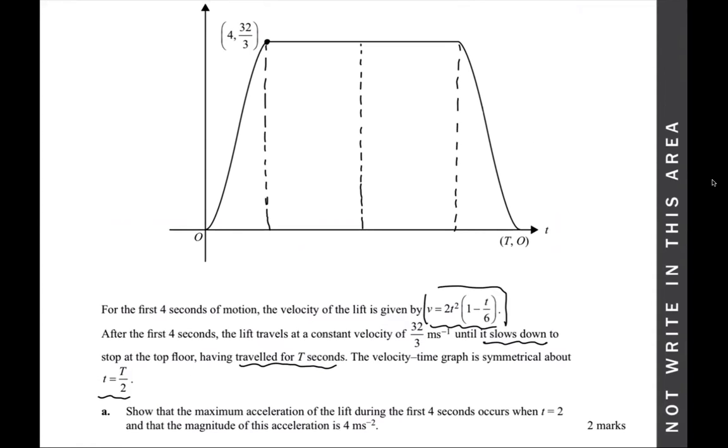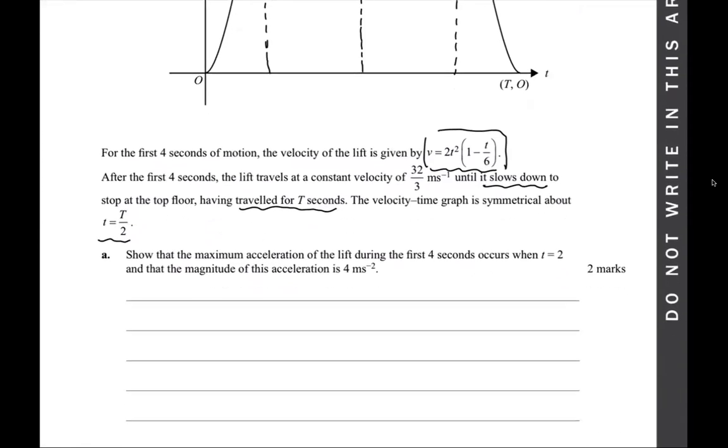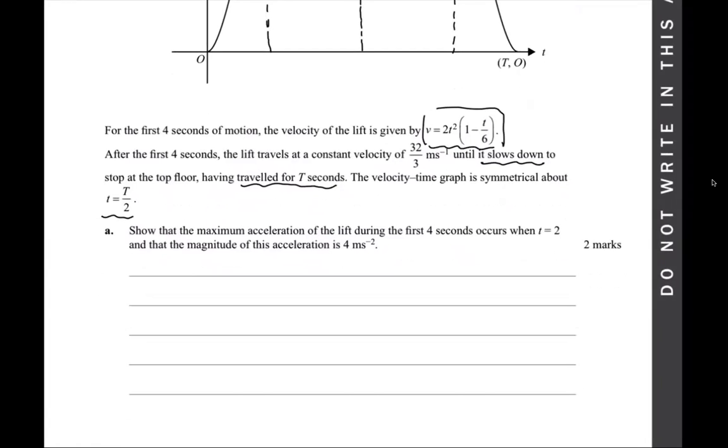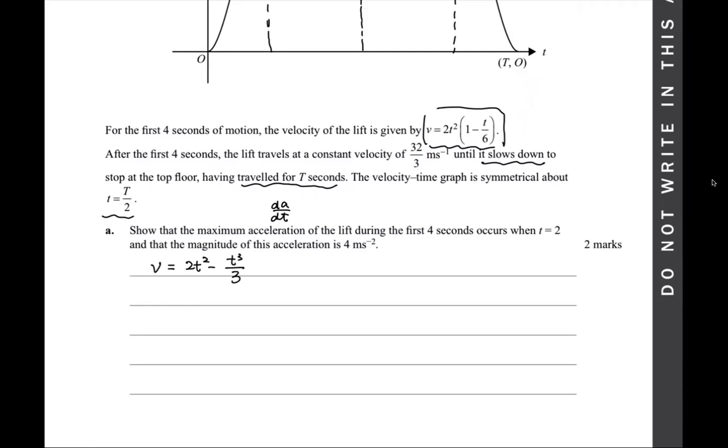Because the VT graph is symmetrical, show that the maximum acceleration of the lift during the first 4 seconds occurs when t equals to 2, and that the magnitude of this acceleration is 4 meters per second squared. So if we want to find the maximum acceleration, we need to find the da/dt, or use the graph, okay? So v equals to 2t squared minus t cubed over 3 when you expand that. So a equals to dv/dt. That equals to 4t minus t squared.